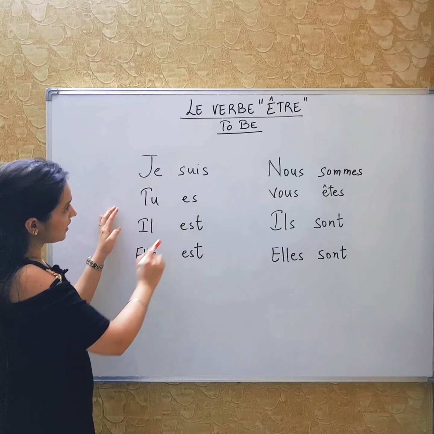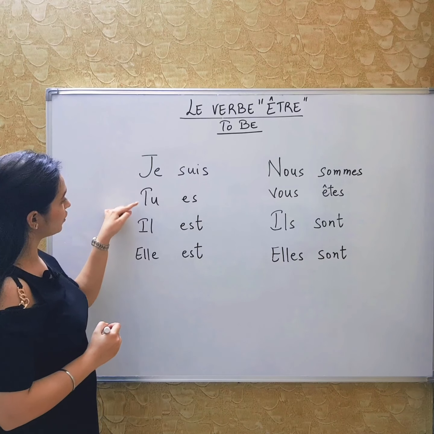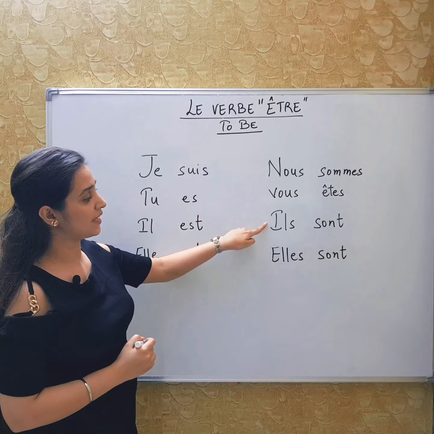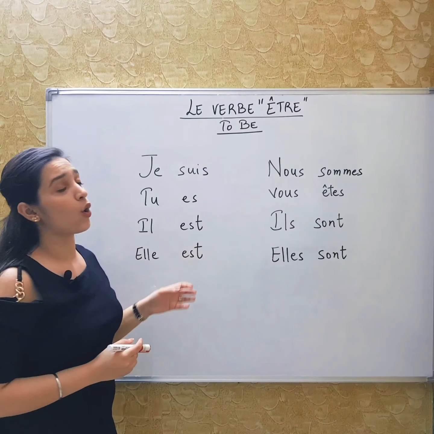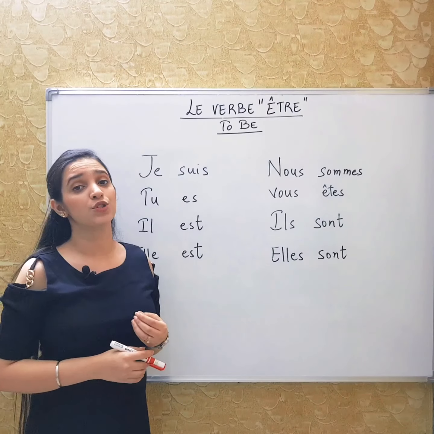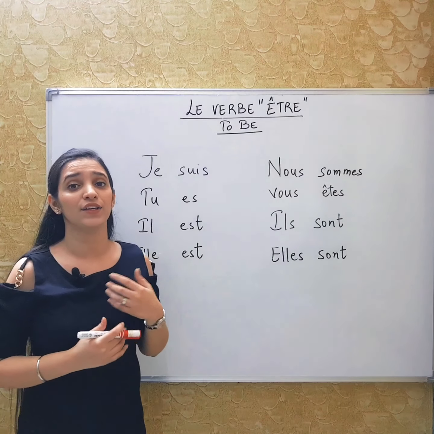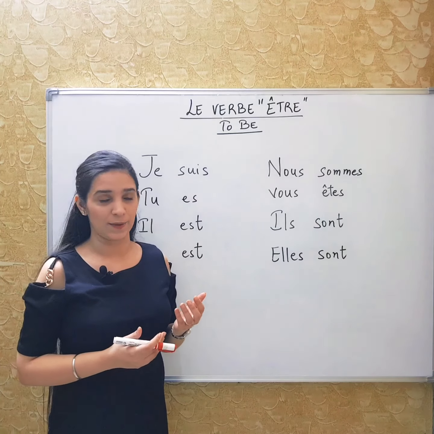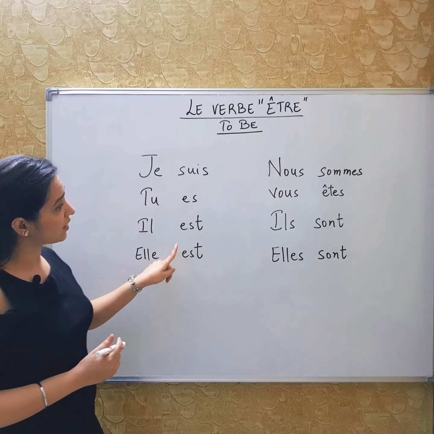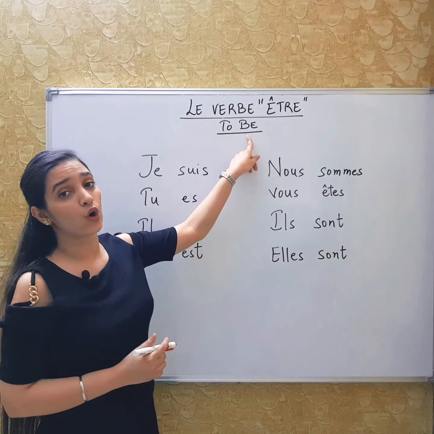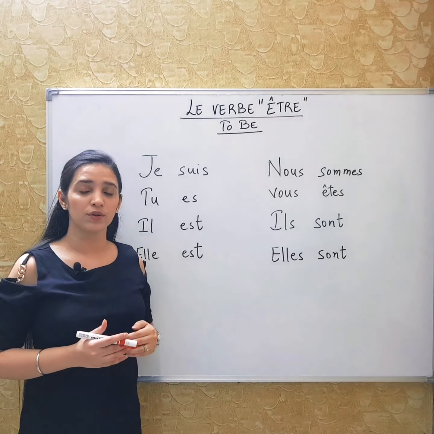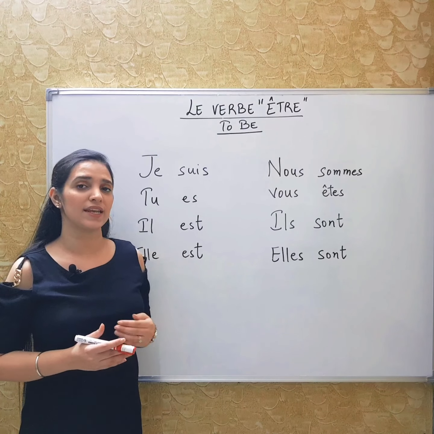Je, tu, il, elle, nous, vous, ils, elles. These are called pronom sujet, subject pronouns, which means I, you, he, she, we, you all, they. And these are the conjugation of the verb être, which means to be. So first, I will read this for you. You should know the pronunciation, then I'll explain it to you.